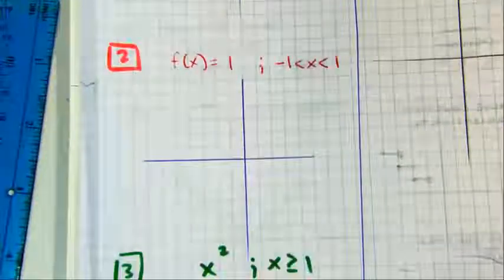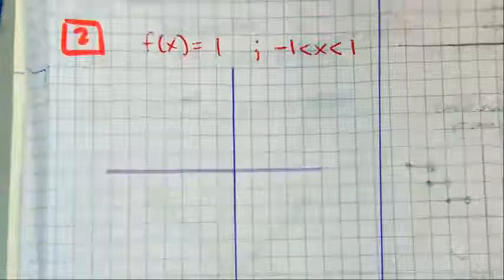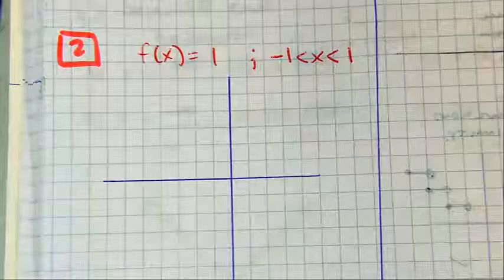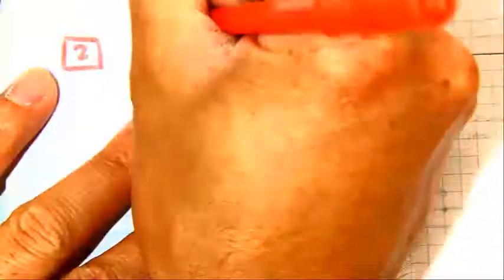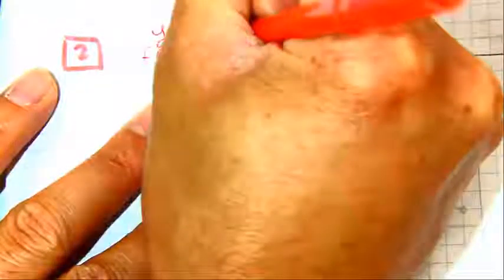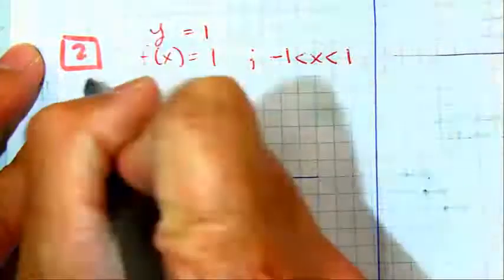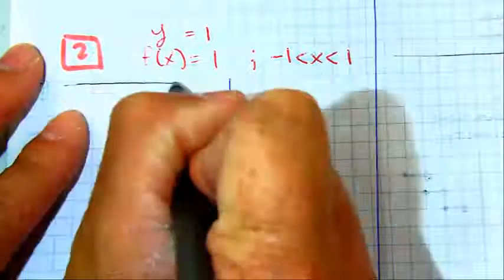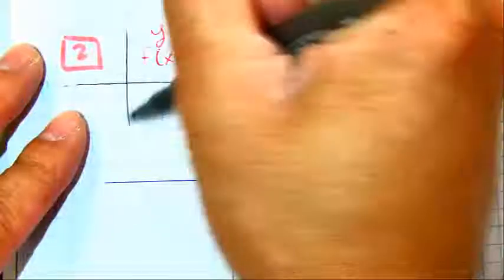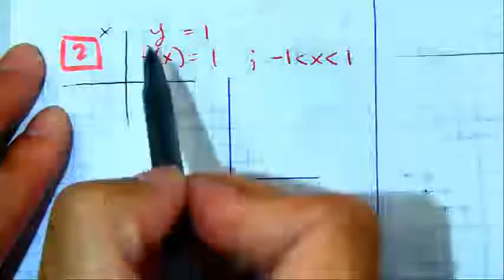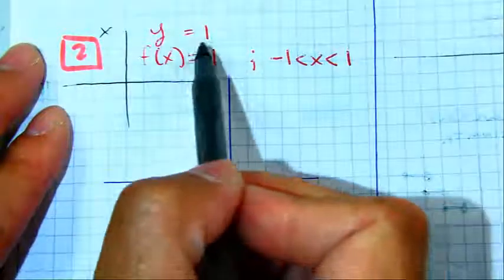Let's try this one now. Class, what's an easier way of saying f of x? Y. I don't know why this was the hardest problem ever when I was growing up, but it's telling you if you make a table of values, these are my x values, these are my y values. It's telling you that all of your y values are 1.